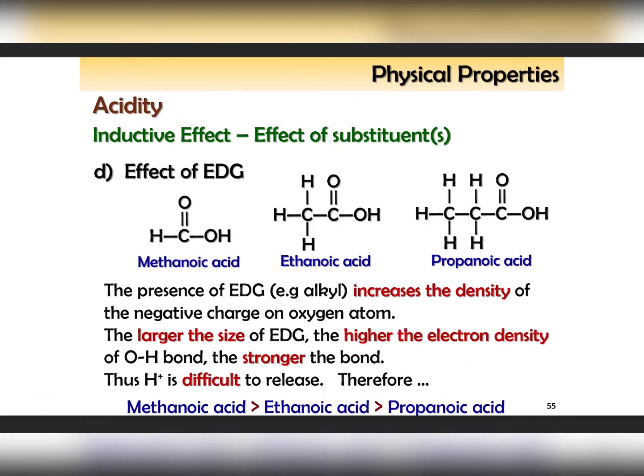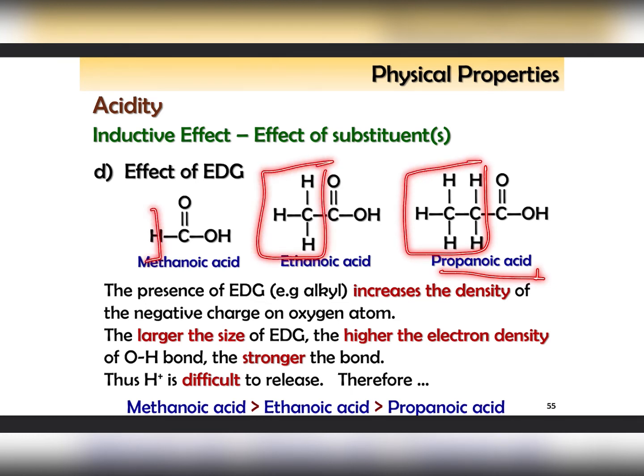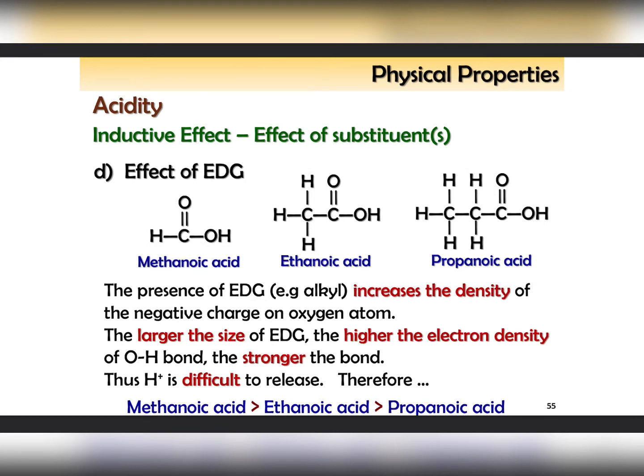Okay, so kita akan tengok this example. Okay, so effect of electron donating group. Okay, so kita ada methanoic acid dekat sini. Sini cuma hydrogen. So this ethanoic acid, sini CH3. And kalau propanoic acid, you have CH2, CH3. So perbezaannya dekat sini. Okay, so the presence of electron donating group, okay, akan increase the density of the negative charge dekat OH bond. Okay, tapi apa yang beza? Size of the EDG dekat sini.